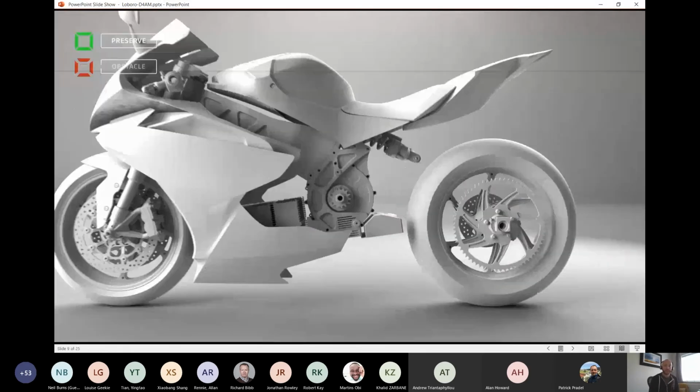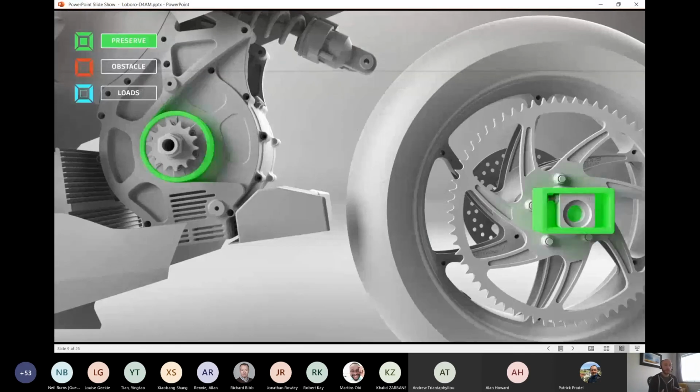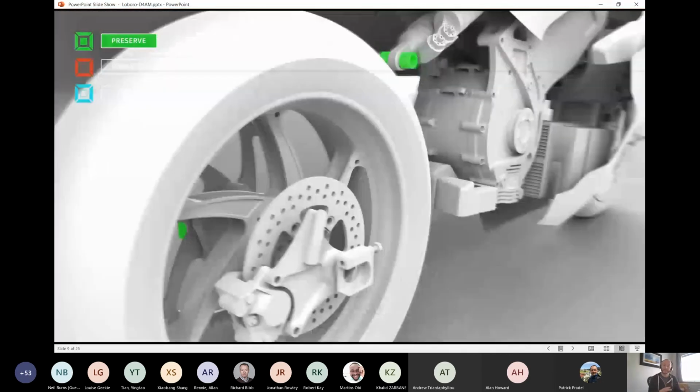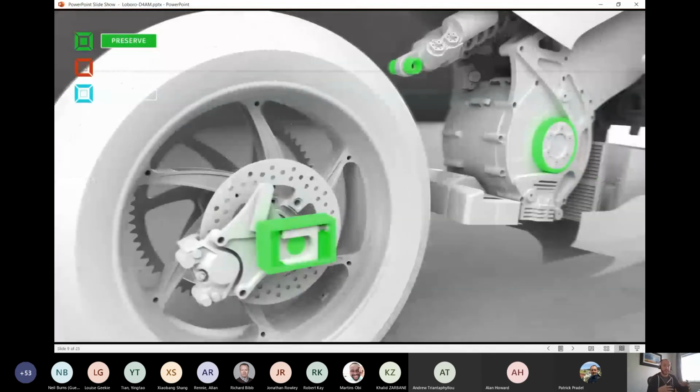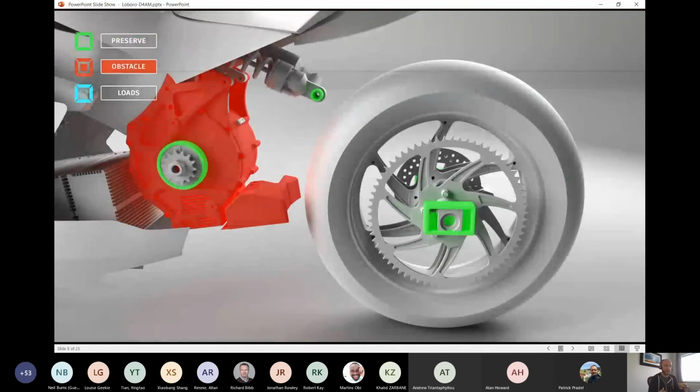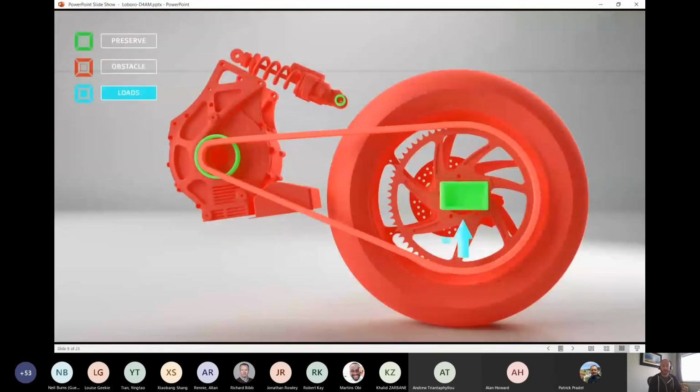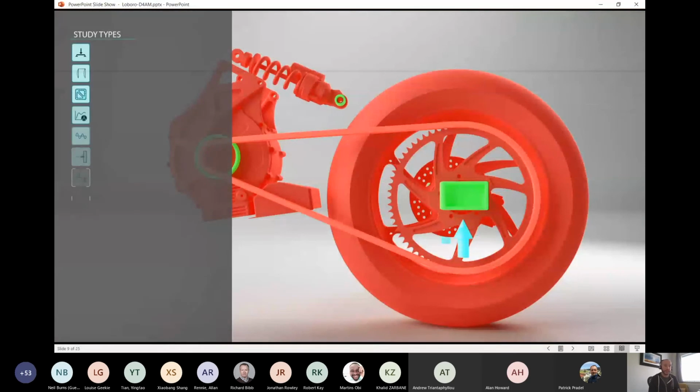So if we look at that specifically with this motorbike example, how would it work? Well, we have the main geometry. We can set geometry that we want to preserve. So this may be mating faces or critical areas. You've then got geometry that you need to avoid. So, for example, you don't want a part that's going to go straight through the rear tyre.